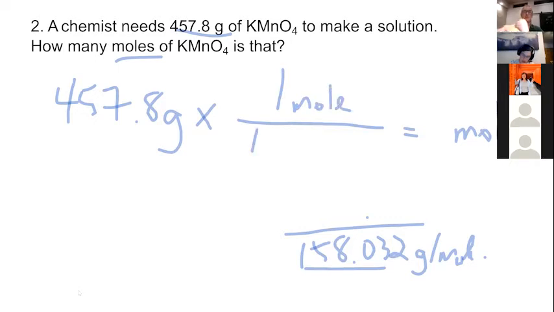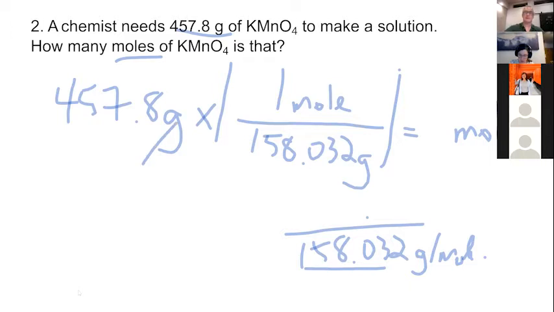So 1 mole is equivalent. And remember, each time we do one of these conversions, it's just an equivalent. The top should equal the bottom. So 1 mole is the same as 158.032 grams. My grams cancel, and I get an answer of 2.8919 moles. Now, am I done?